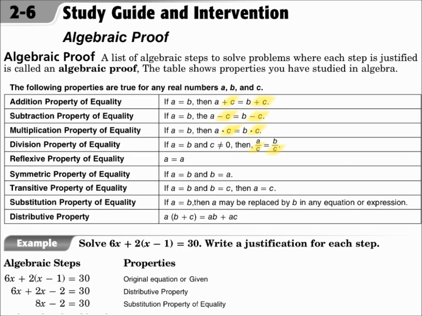For the reflexive property, A equals A. Any number equals itself, like 2 equals 2. For the symmetric property, if A equals B, then B equals A. If X equals 3, then 3 equals X. You can switch things around the equal sign. And for transitive, if A equals B and B equals C, then A equals C. So if the first thing equals the second and the second thing equals the third, then the first equals the third.